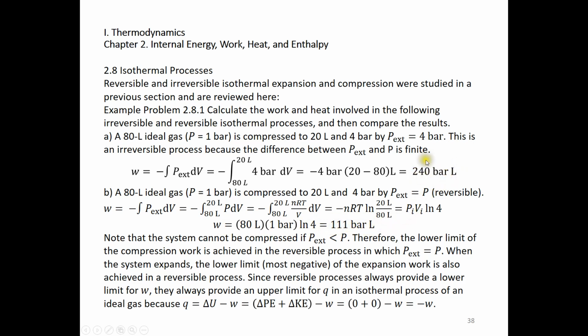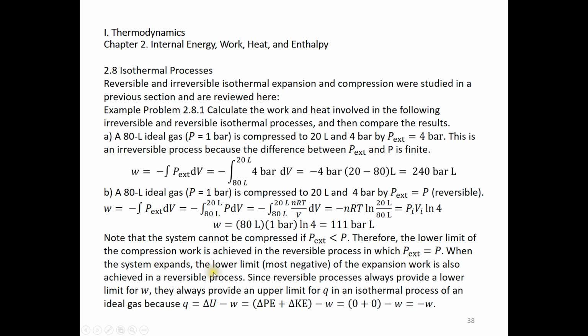So we have 240 bar liters in the irreversible process, 111 bar liters in the reversible process. Note that the system cannot be compressed if P external is less than P. So P external has to be either P or slightly greater than P. Therefore, the lower limit of the compression work is achieved in this reversible process in which P external is equal to P. But again, they actually differ by an infinitesimal amount.